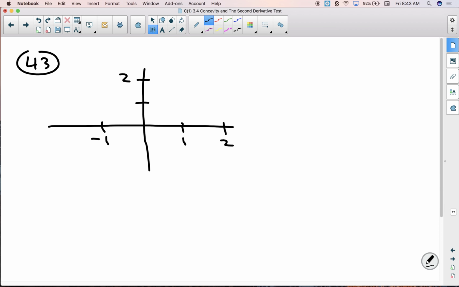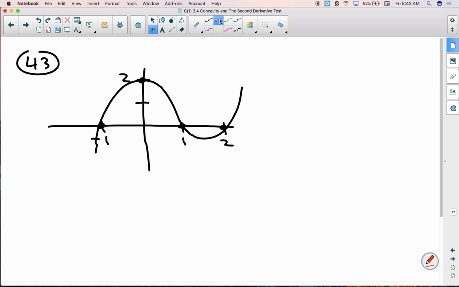Okay, so I'm going to sketch the graph that he gives you in 43. Okay, something like that. And Dr. Larson wants you to sketch the graph of f prime and f double prime. All right, listen very carefully.